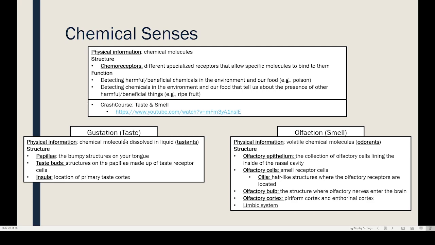It can also help us detect chemicals in our environment and our food that tell us about the presence of other harmful and beneficial things. For example, maybe you smell ripe fruit around, and that can help you find food that is high in energy. I encourage you to watch this video from the Crash Course YouTube series on taste and smell, and it'll go through everything in more depth than I was able to include in these slides.